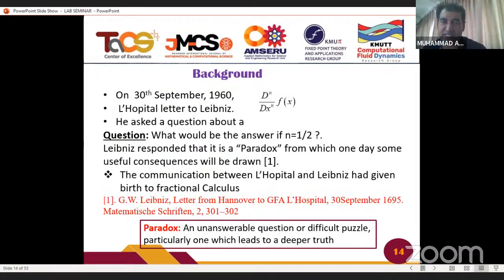And now I will give a little background about the fractional derivative. I will say in very simple words that if we write the general form of the derivative of a function, it has n. So in 1695, L'Hospital wrote a letter to Leibniz and asked about this n, what will happen if this n is equal to 1/2. It means fractional. So from there, the idea of fractional calculus was generated, and Leibniz responded that it is a paradox from which one day some useful consequences will be drawn. And now a lot of applications can be found by using fractional operators. Many applications can be highlighted in various fields. And what is a paradox? An unanswerable question or difficult puzzle, particularly one which leads to a contradiction.